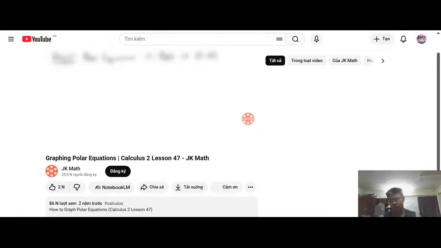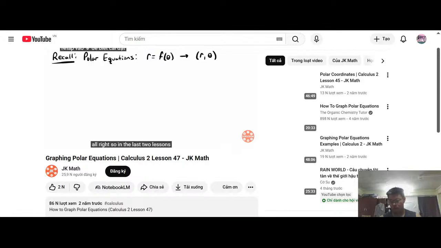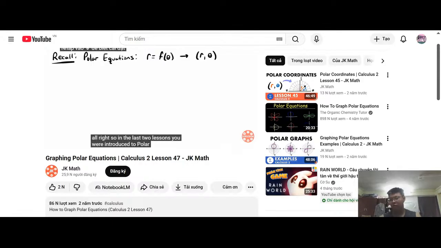All right, so in the last 2 lessons, you were introduced to polar coordinates and polar equations and how to convert them into their rectangular counterparts. But now what we're going to do is put those concepts together and look at polar graphs. Because polar graphs are the result of being able to sketch polar equations, which we can do with the help of polar coordinates. And so remember that polar equations are typically in this form right here.